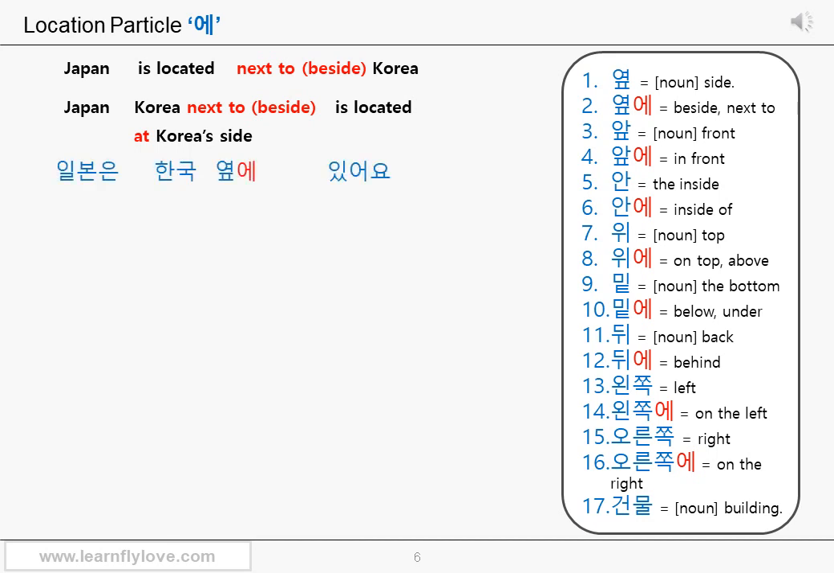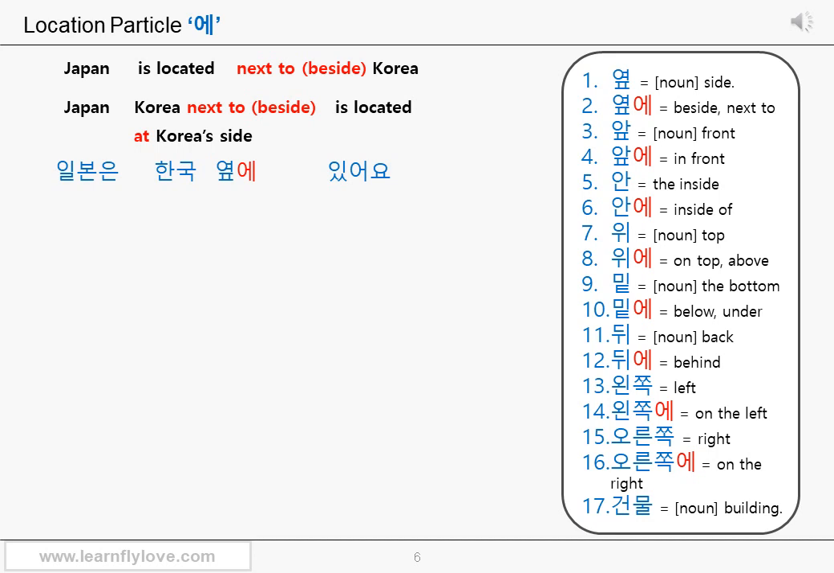Japan is the subject. Let's use the topic particle 는 this time. No reason. You can just use the subject particle 이가 instead if you want. It's up to you. It just depends on the possible context that you can think of. If you cannot choose, or if you're confused with the usages of the subject particle and the topic particle, you can even just omit it. Japan in Korean is 일본. 일본은 at Korea's side. 한국 옆에 is located, exists, 있어요. 일본은 한국 옆에 있어요.